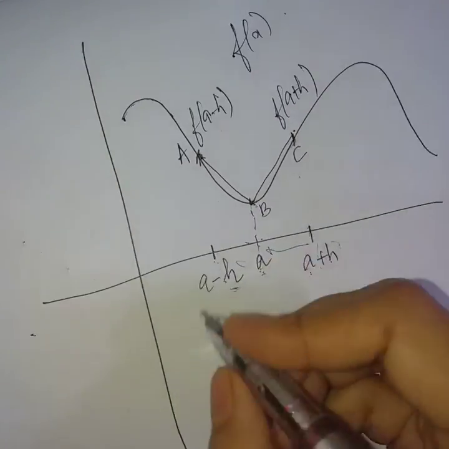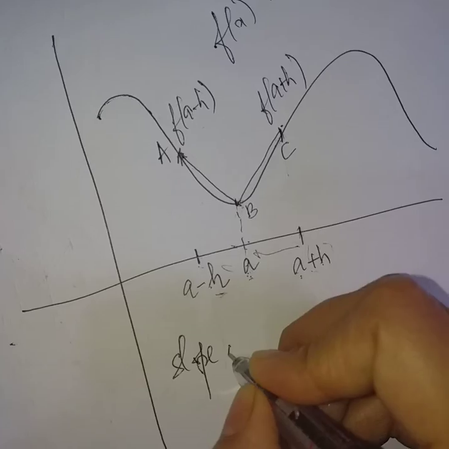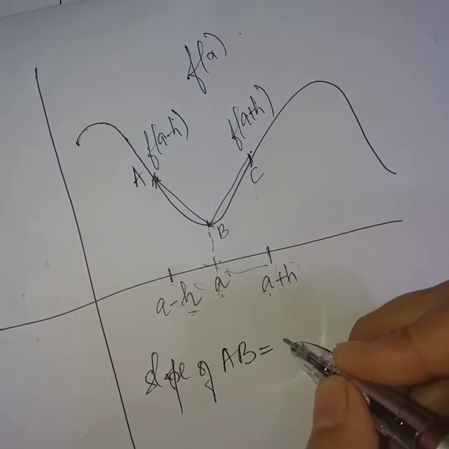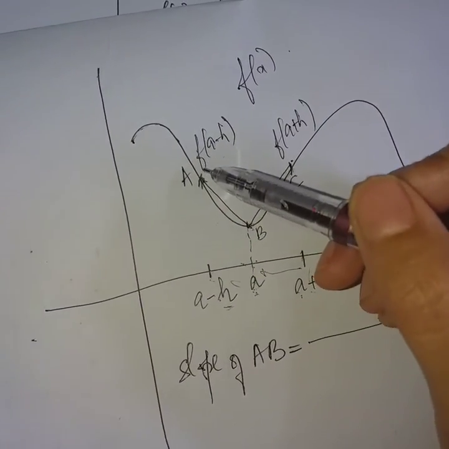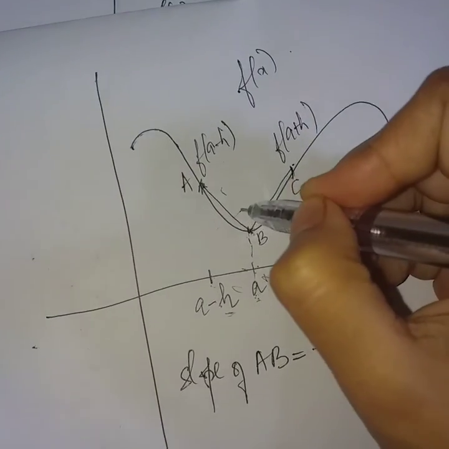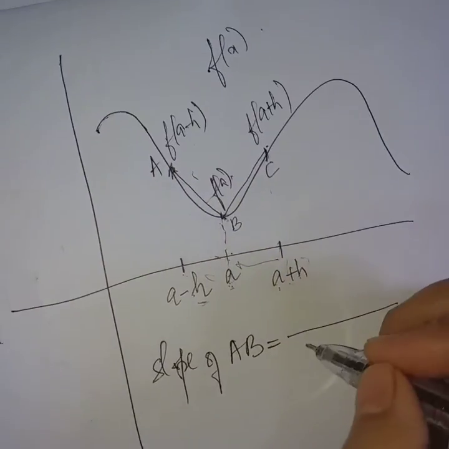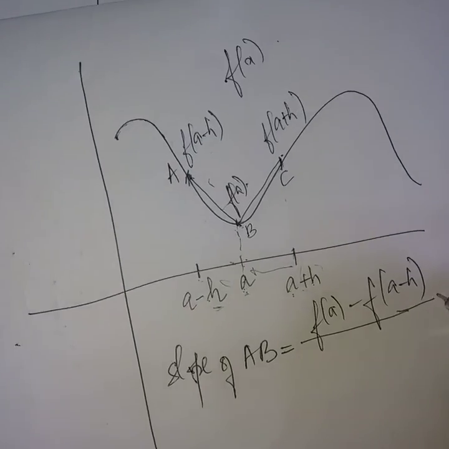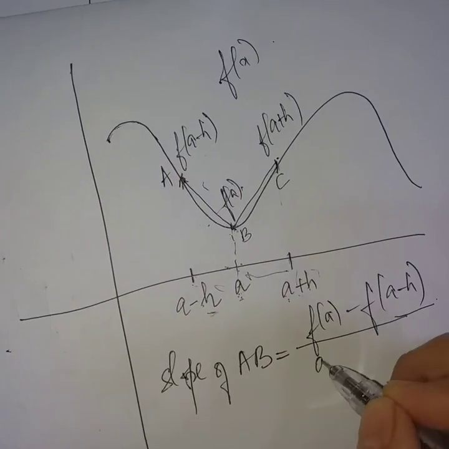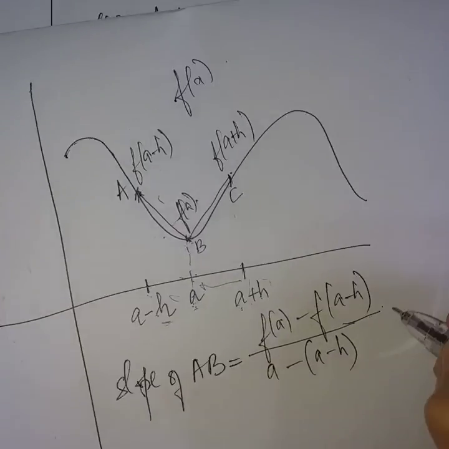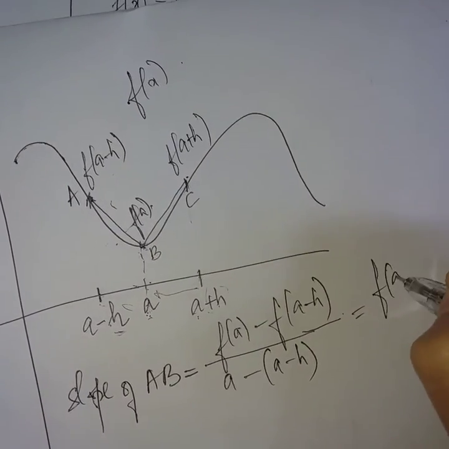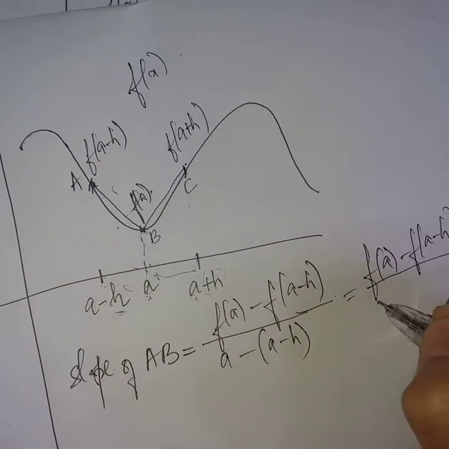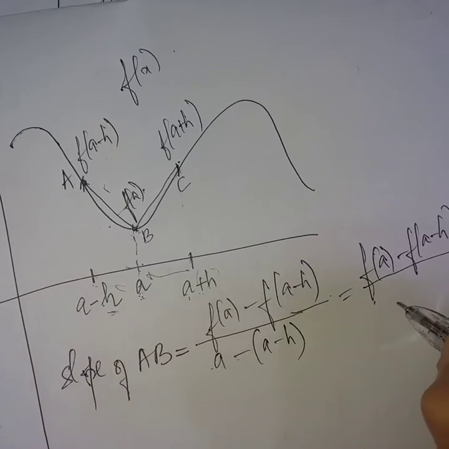Now how do we write the slope? The slope of AB will be f of A minus f of A minus h, divided by A minus (A minus h). This is the slope, and here A and A get cancelled, so it will be minus minus plus h.